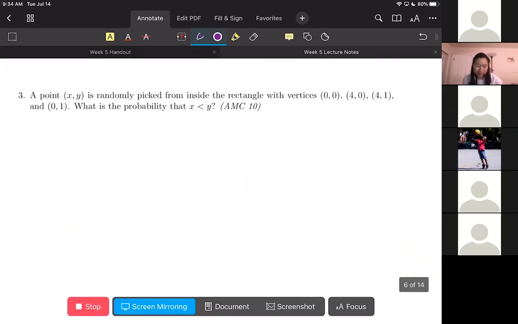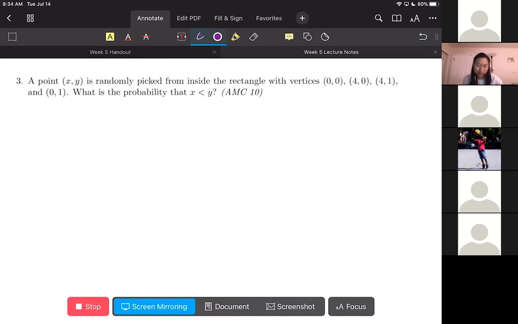So this is, again, two variables here. A point x comma y is randomly picked from inside the rectangle with vertices 0, 0, 4, 0, 4, 1, and 0, 1. What's the probability that x is less than y? So any volunteers to walk me through the problem?